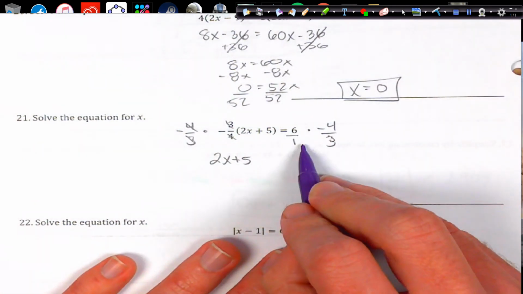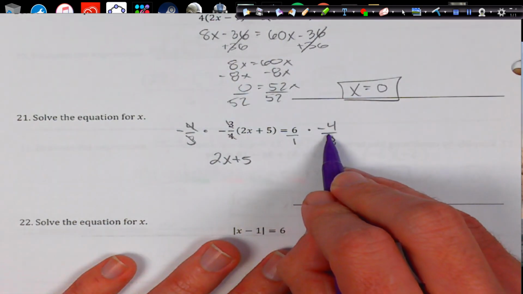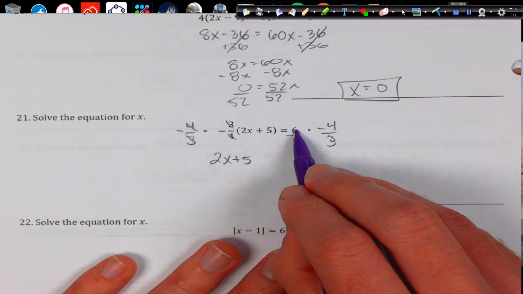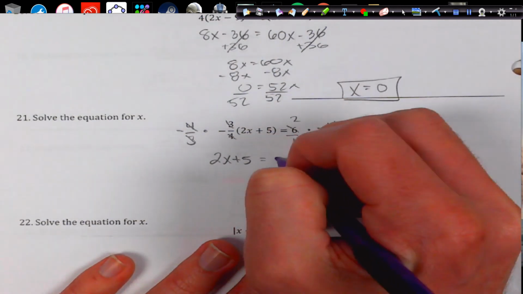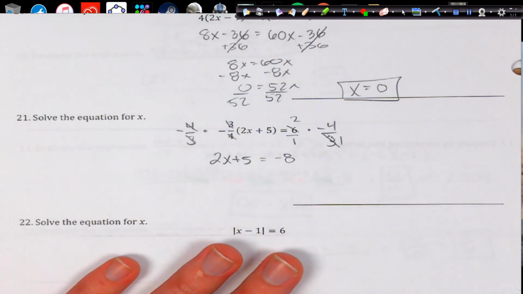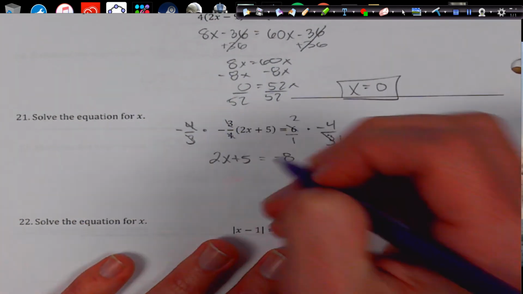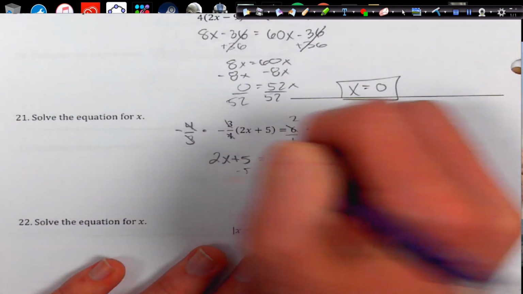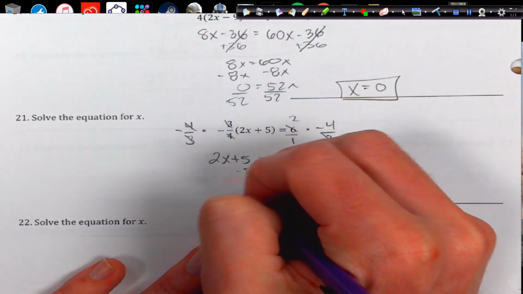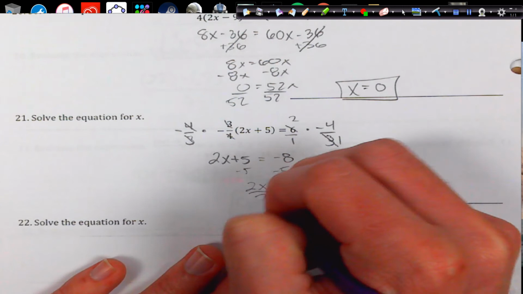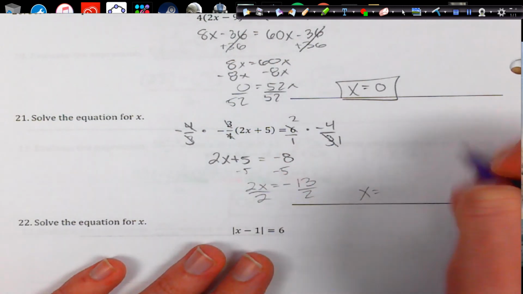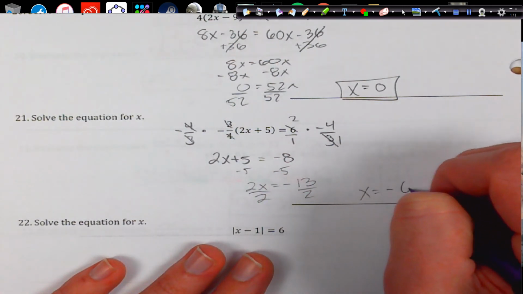And now we can cross cancel. Negative 4 and 1 don't do anything, but 6 and 3 will. This becomes 1 and that becomes 2. So we get -8 over here. Believe it or not. Subtract the 5 from both sides, and we're going to get 2x equals -13. Divide by 2, and x is going to equal -6.5.